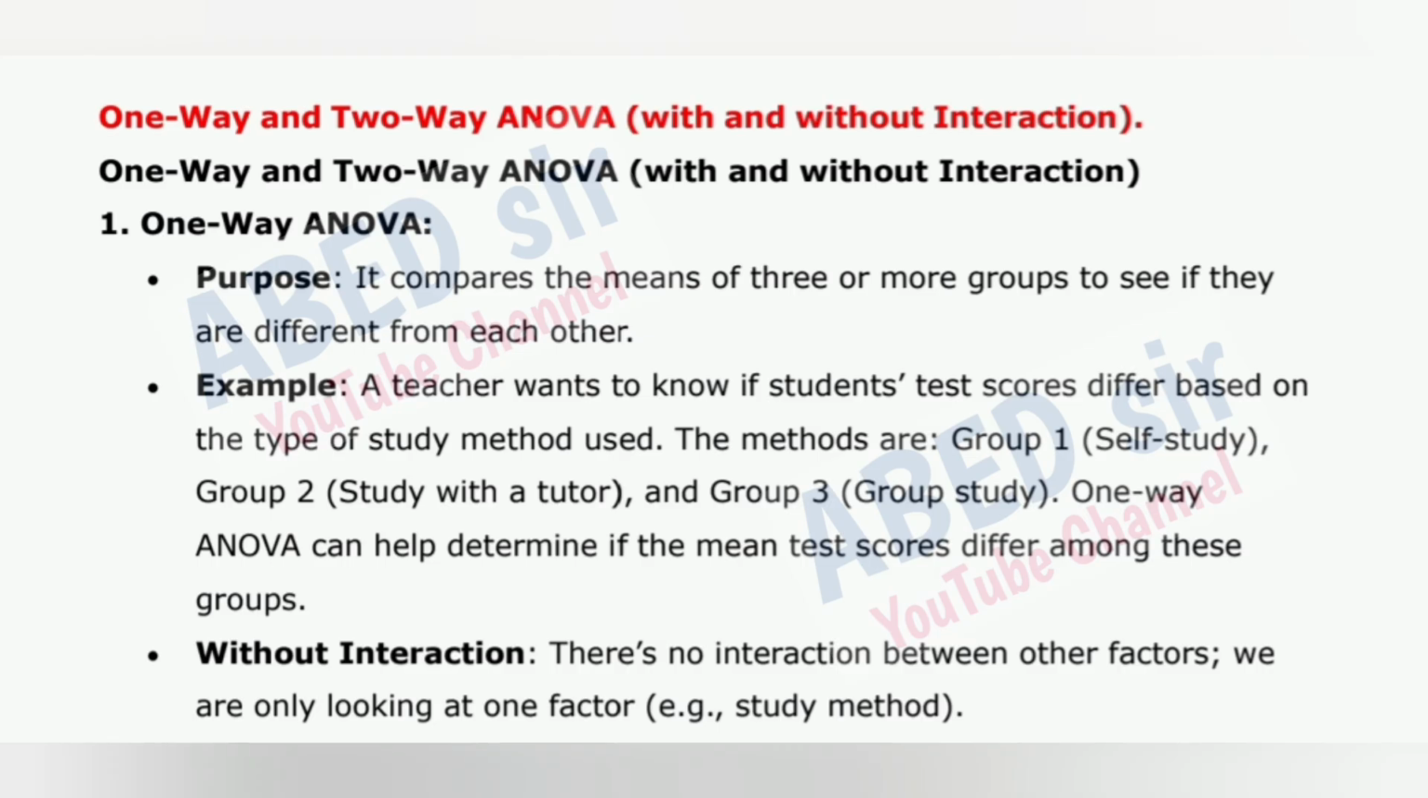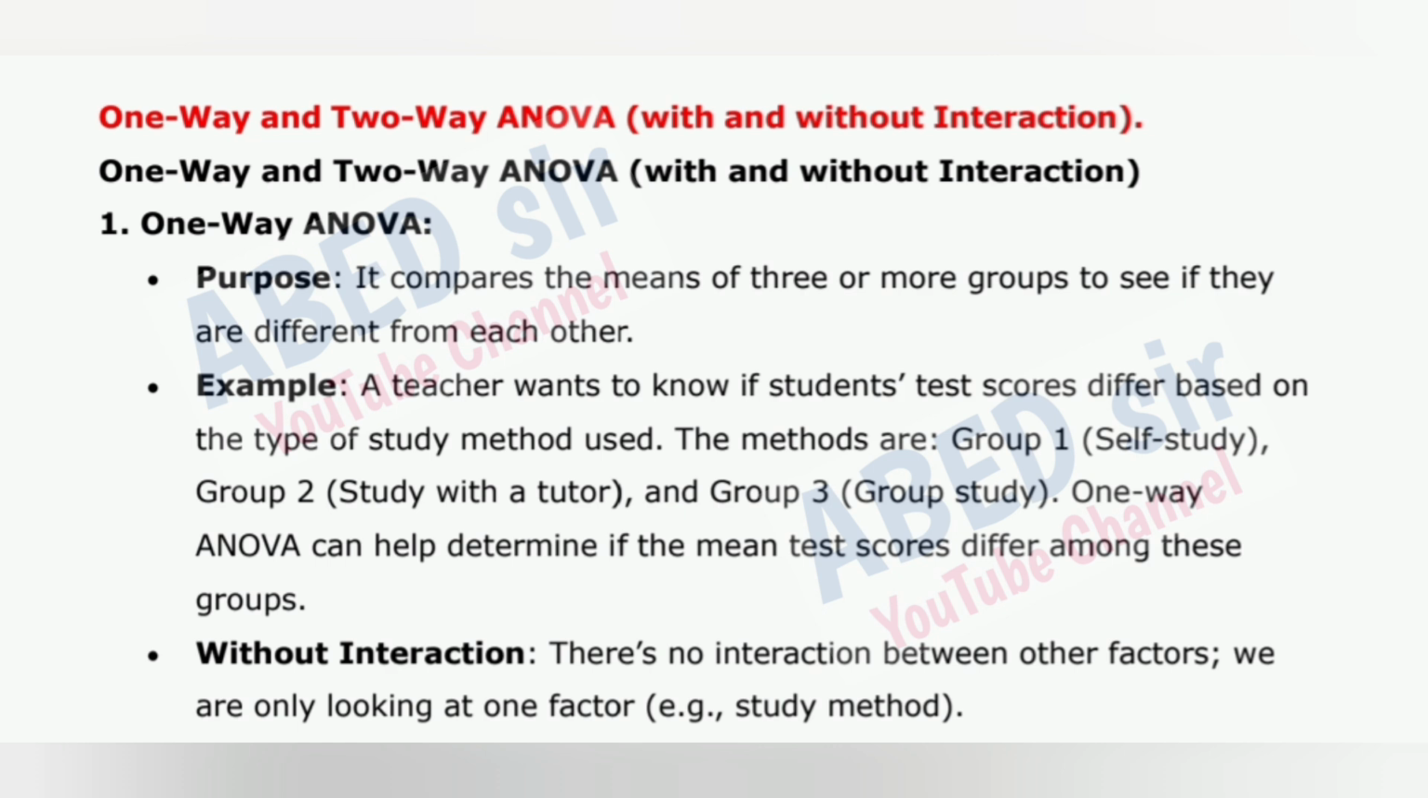One-way ANOVA. Purpose: it compares the means of three or more groups to see if they are different from each other. Example: a teacher wants to know if students' test scores differ based on the type of study method used. The methods are Group 1, self-study; Group 2, study with a tutor; and Group 3, group study. One-way ANOVA can help determine if the mean test scores differ among these groups.